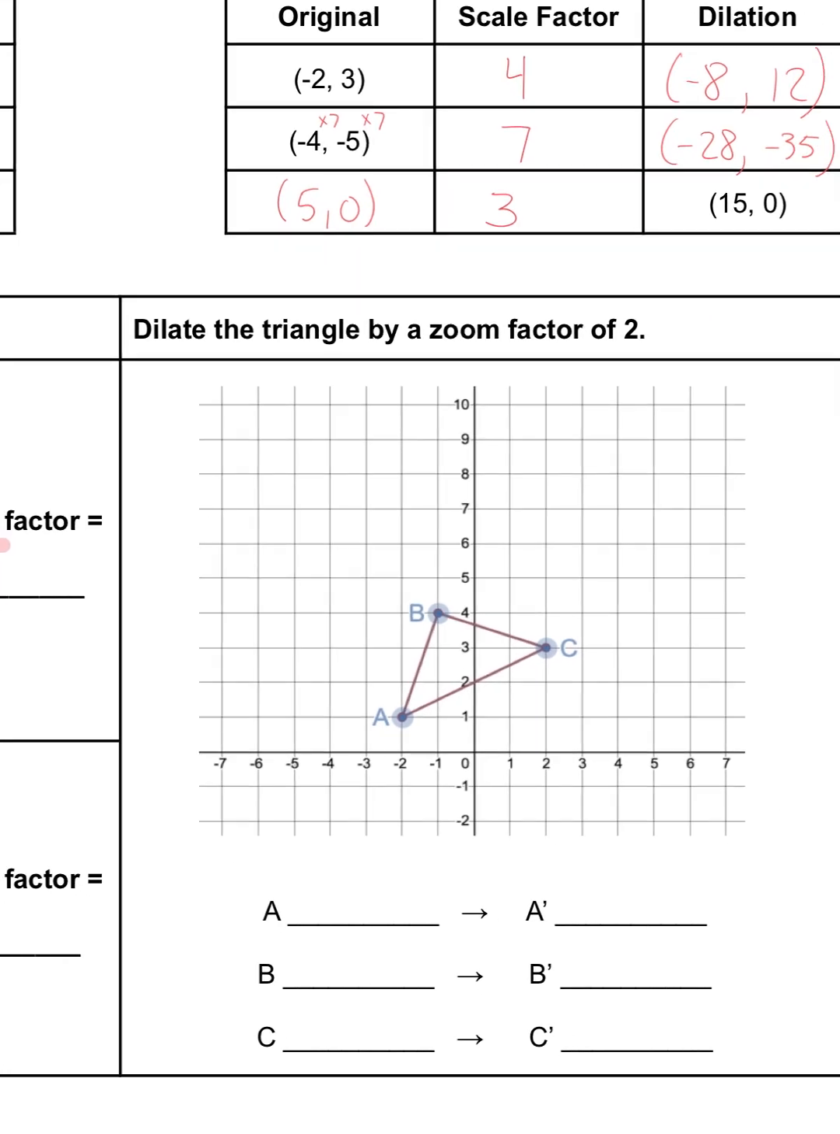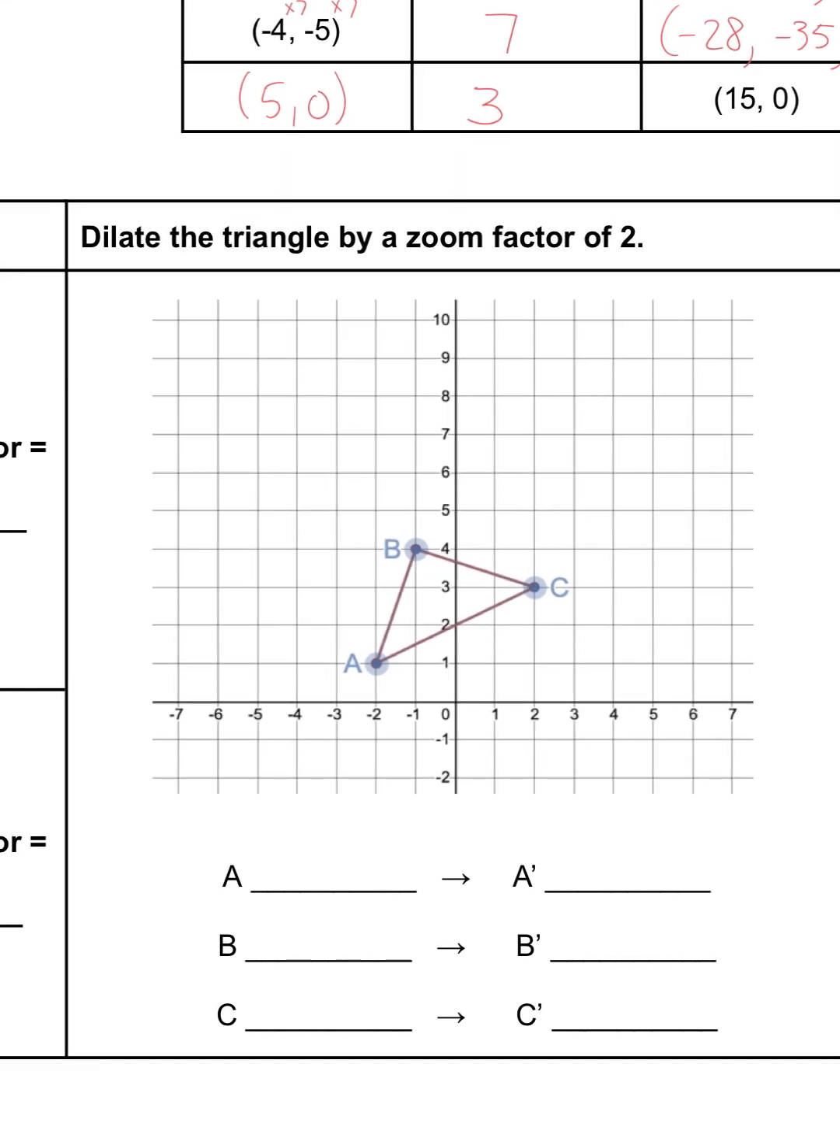All right, let's go over here. Let's dilate this triangle by a zoom factor of 2. Because this is bigger than 1, our triangle is going to get bigger. Okay, let's write down our original points. Point A, our coordinate of point A is negative 2, 1. All right, if we multiply those each by 2, negative 2 times 2 will be negative 4, and negative 1 times 2 will be 2.